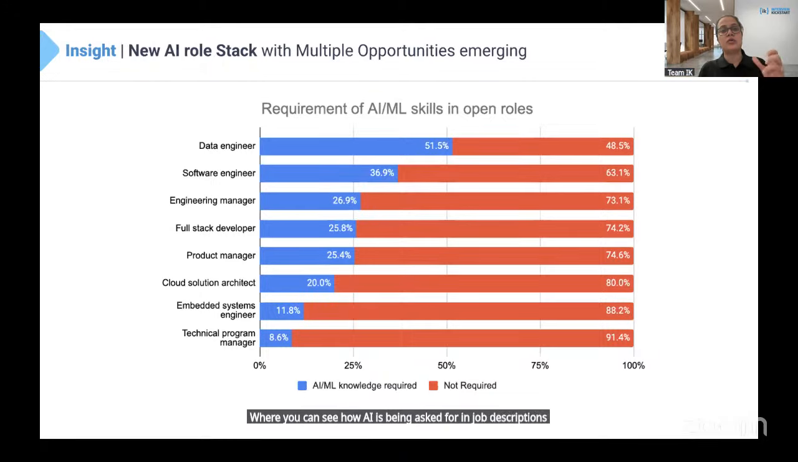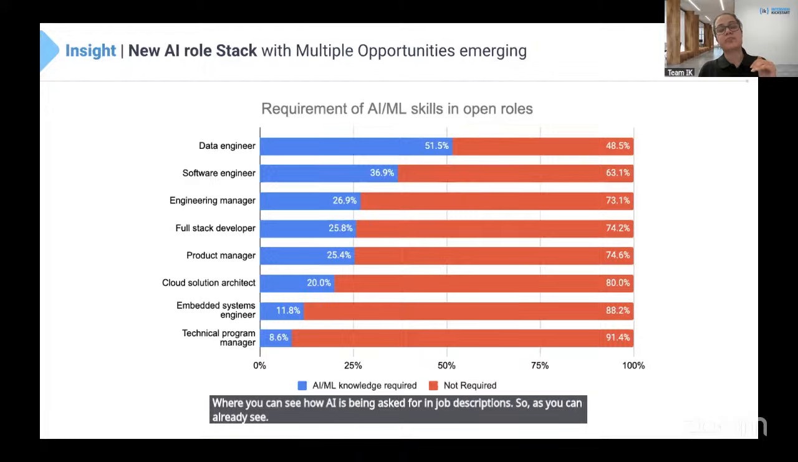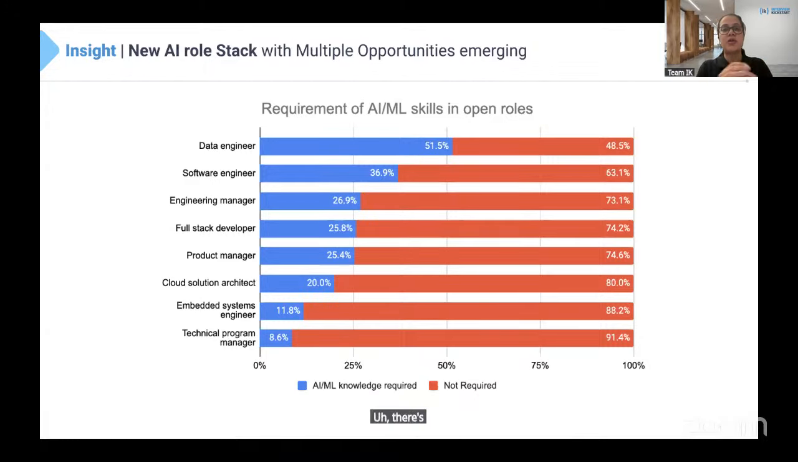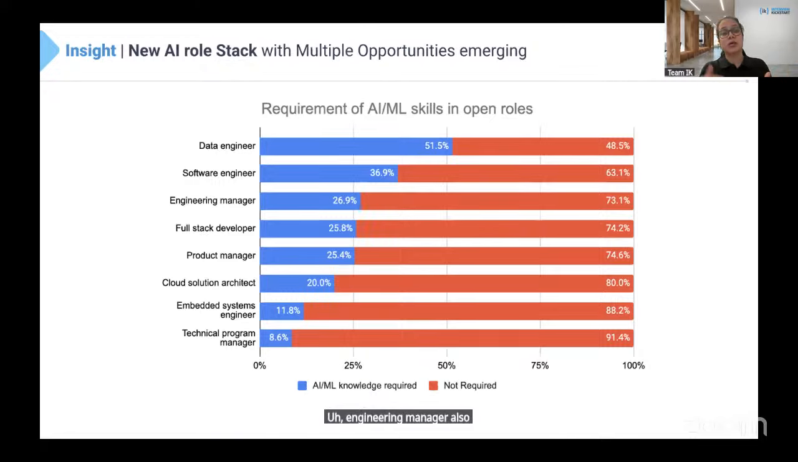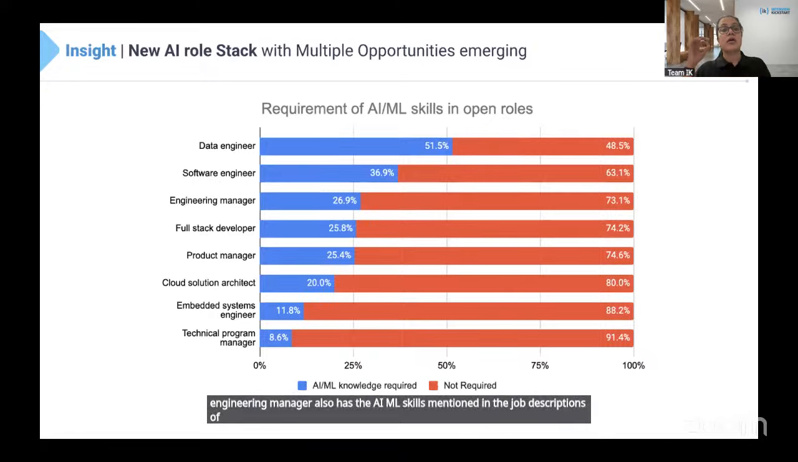So as you can already see, for data engineers, there's already a 50+% requirement of AI ML skills in the job roles. Software engineers is not far behind. It's about 37%. This again, I think by this time of the year, would have grown to about 40-45%. Engineering manager also has the AI ML skills mentioned in the job descriptions of open roles, up to about 27%.